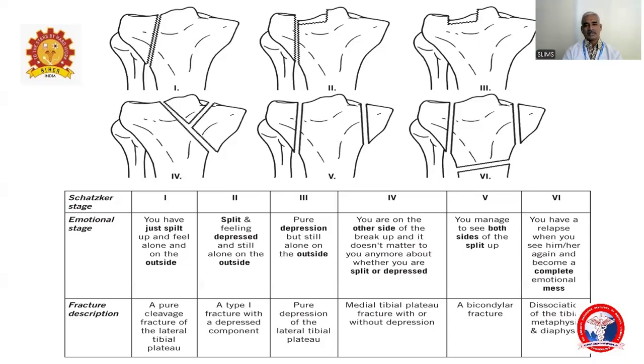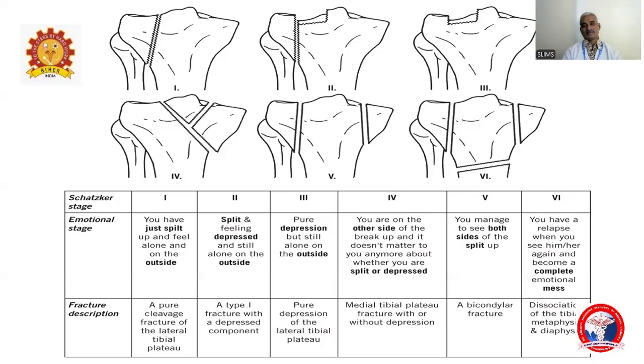In the fourth picture, you can see the fracture line starts from the lateral condyle and goes to the medial condyle, with tibial spine involvement. That is a medial tibial plateau fracture with or without depression of the articular surface. We call it the fourth type. Coming to the fifth type: separately, the medial column is fractured, and separately, the lateral column is fractured.